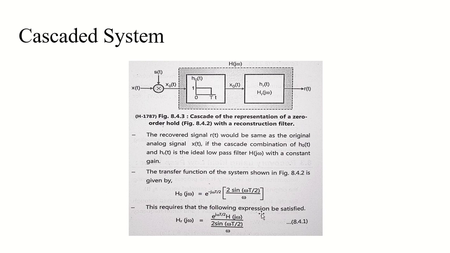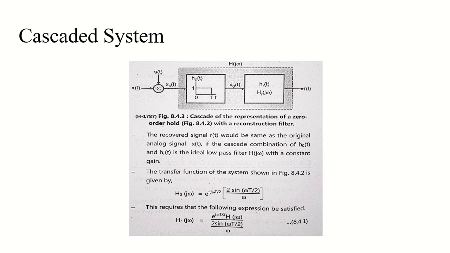And in order to make this happen, make my output signal equal to input signal, this expression must be satisfied: Hr(jω) must be equal to e^(jωT/2) H(jω) divided by 2 sin(ωT/2), whole term divided by ω.